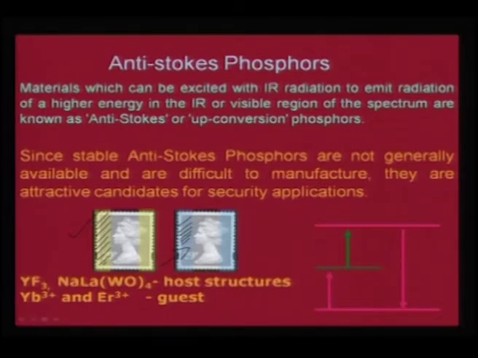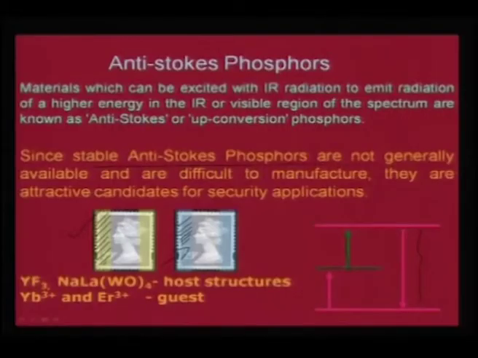So, what happens, you have an activator which actually takes it to this level, and there is another co-activator which will push it to this level. Therefore, the emission will actually be a 2 photon emission against 1 photon that you are giving. So, this is called up conversion phosphors.